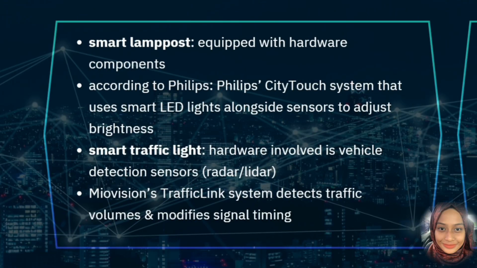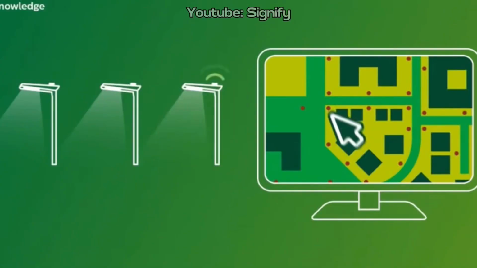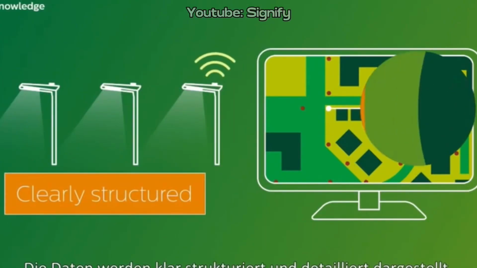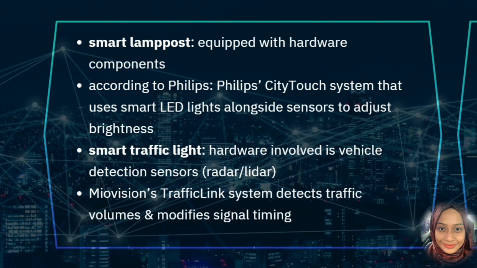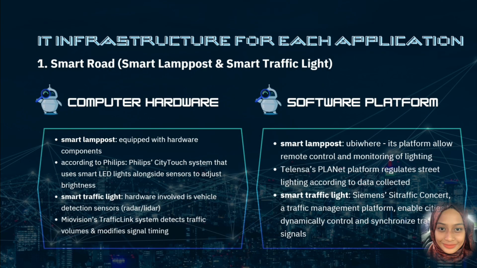The first one, smart road, which are smart lampposts and smart traffic lights. From the first aspect, computer hardware, smart lampposts are equipped with hardware components such as LED lighting modules, cameras, as well as environmental sensors. According to Philips themselves, a Dutch multinational conglomerate corporation, they use the Philips CityTouch system that uses smart LED lights alongside sensors to adjust brightness. This is done based on real-time lighting conditions to reduce energy consumption when the streets are empty.